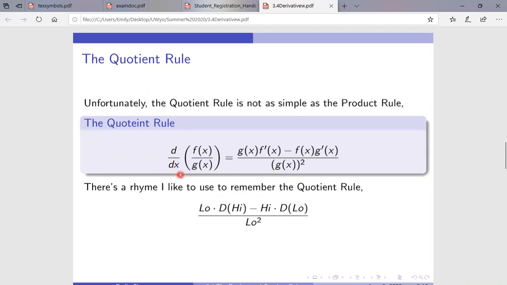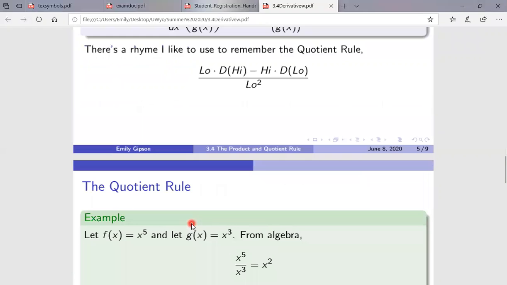So d/dx of two functions, f(x) divided by g(x), is equal to g(x) times f'(x) minus f(x) times g'(x), all over g(x) squared. There's a rhyme I like to use to remember the quotient rule: low d high minus high d low, all over low squared. And this one, again, you're just going to have to memorize it. But let's look at an example to show you that it really works.